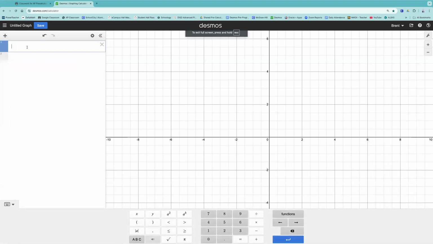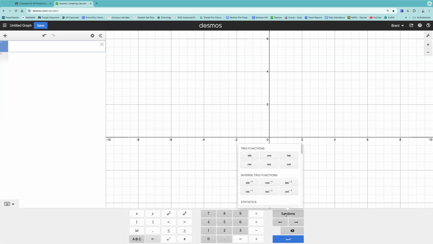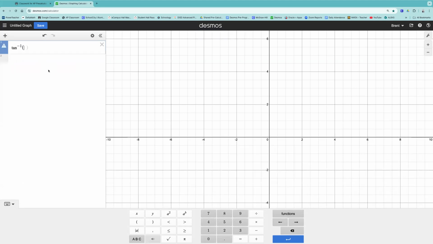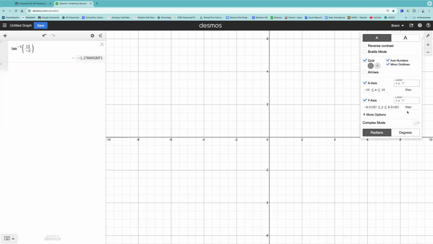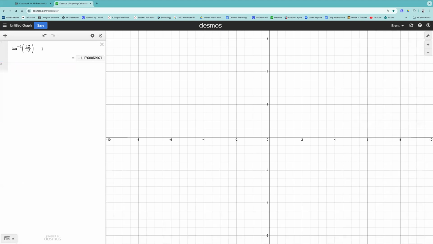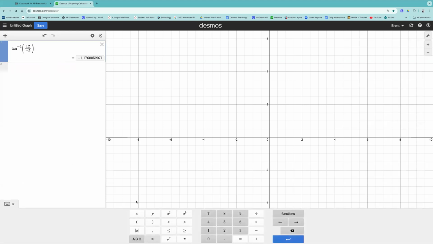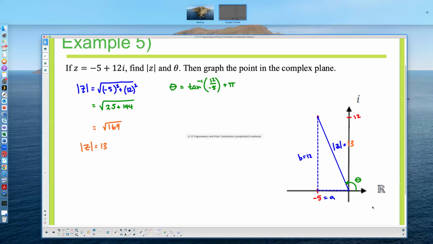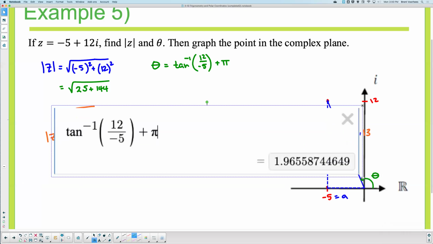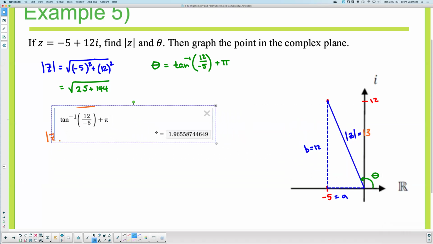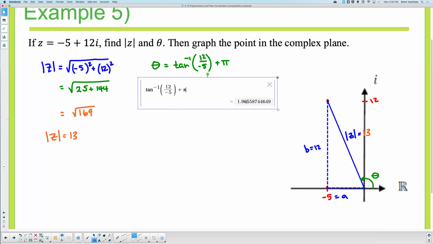And so I'm going to click functions on my Desmos calculator. I'm going to go to tangent inverse. 12 divided by -5. You should check just to make sure you're in radians, which I am. You can hit the settings right there. Now that would be the correct answer if we were on the right side of the graph. Because we're on the left side of the graph and tangent inverse is restricted, you need to add pi to that. That's actually going to be our answer value right there. Let's snap a picture of that. That's going to be our calculation right there.